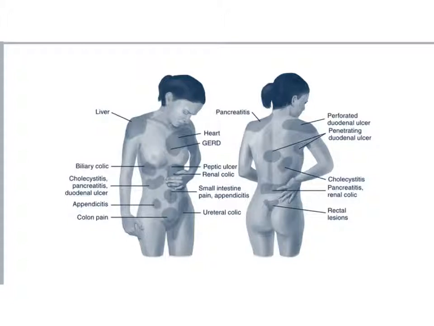Right-sided shoulder pain may actually be liver pain. Back pain may actually be pancreatitis. So you can refer back to this chart if you suspect that it may not be musculoskeletal, but rather a deeper abdominal pain.